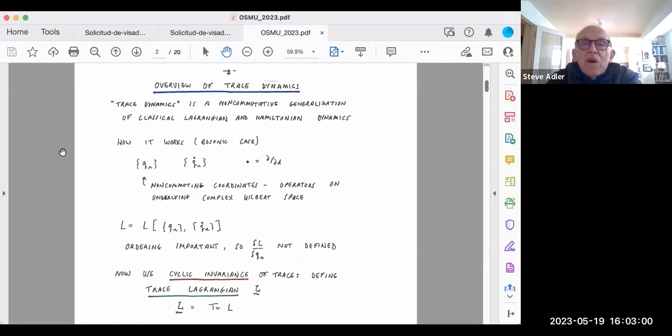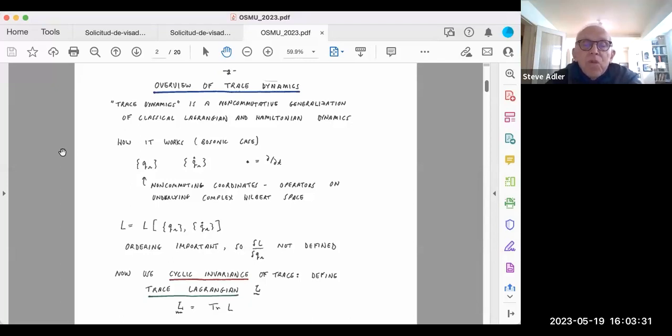Trace dynamics is a non-commutative generalization of classical Lagrangian and Hamiltonian dynamics. I'll show how it works here in the bosonic case. Let the set of q_r's be non-commuting coordinates. In other words, they could be operators on some underlying complex Hilbert space or even some quaternionic Hilbert space, although in my book I focused on the complex case. And q-dot_r's are their time derivatives. The dot just means partial with respect to t.